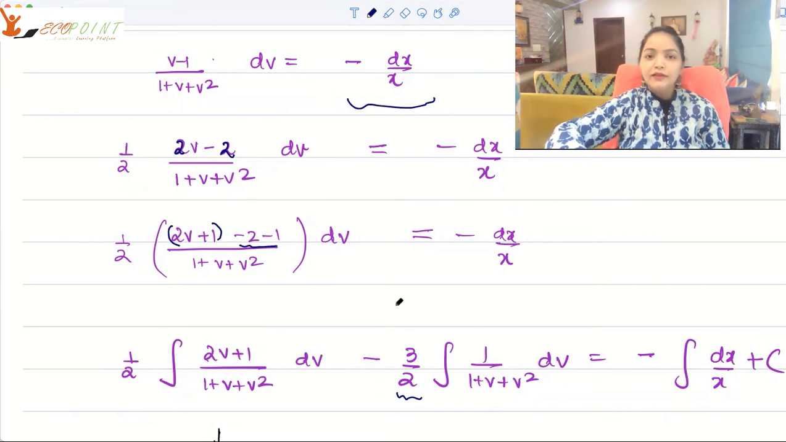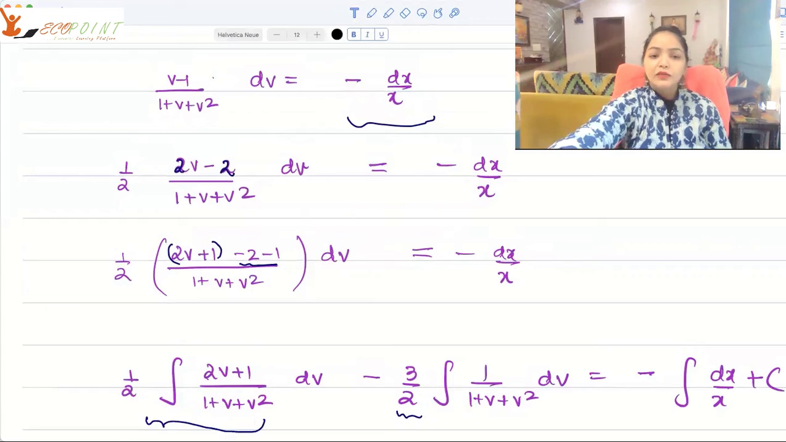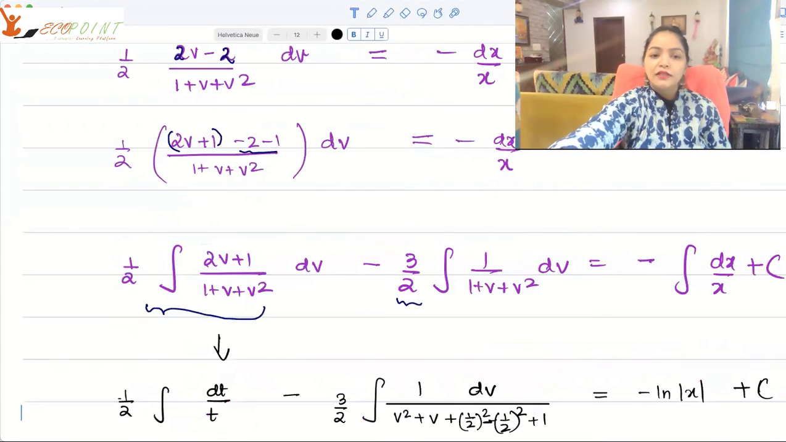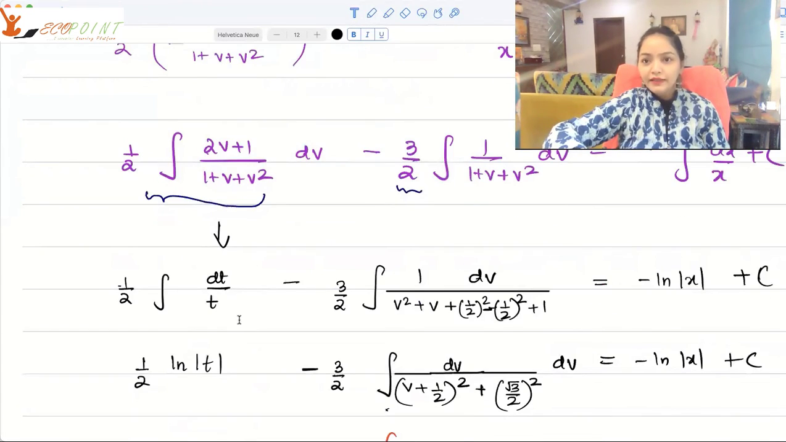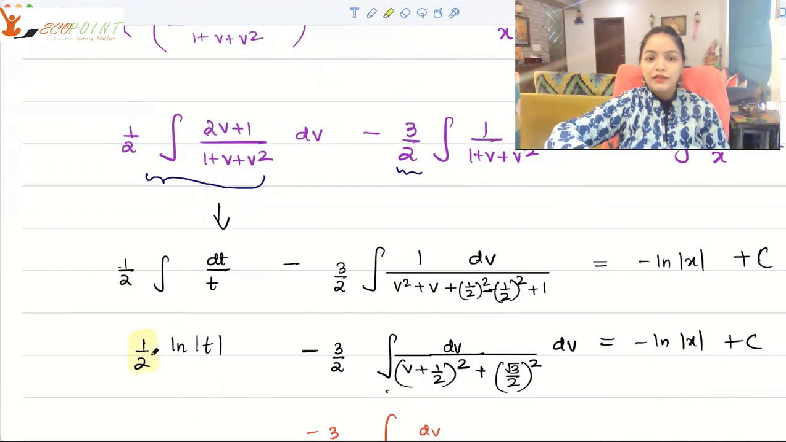So now I will first just concentrate on this term. Clearly you just substitute, and here you will have dt by t. These are unbounded integrals, so bounds need not be taken care of. So dt by t, that will give you just log t, right?